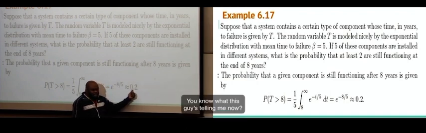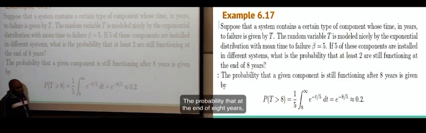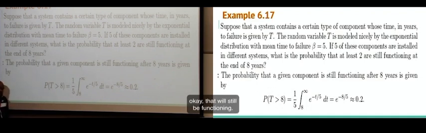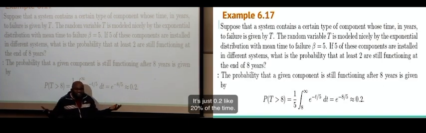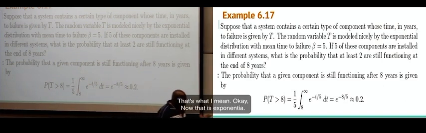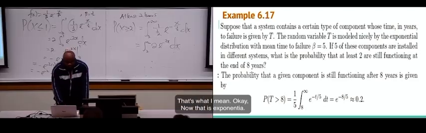You know what this is telling me now? The probability that a component will still be functioning at the end of 8 years is just 0.2, like 20% of the time. That's what it means. Now, that is exponential.